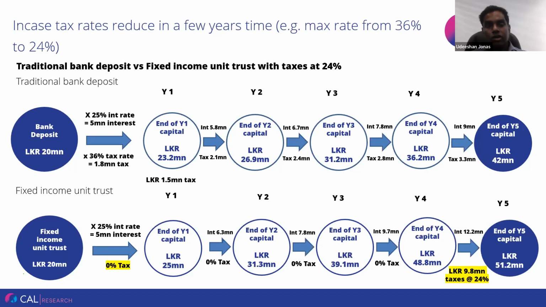So if you're having a 20 million rupee deposit at 25% interest rate, you're making a 5 million rupee interest a year, which means that effectively you have to pay 36% tax rate on that return. Right? So on the 5 million interest, you will be paying 1.8 million tax. It's 5 million into 36%. That is your tax liability. So we are comparing this return against a fixed income unit trust.